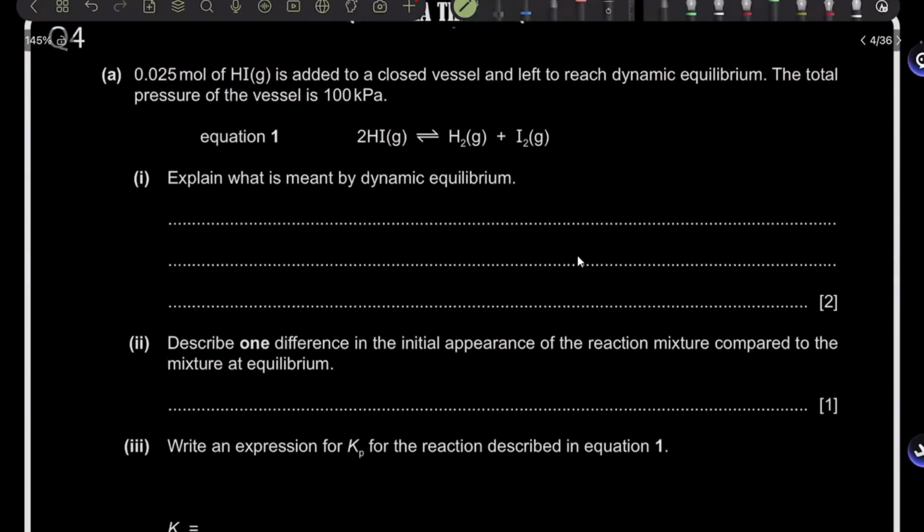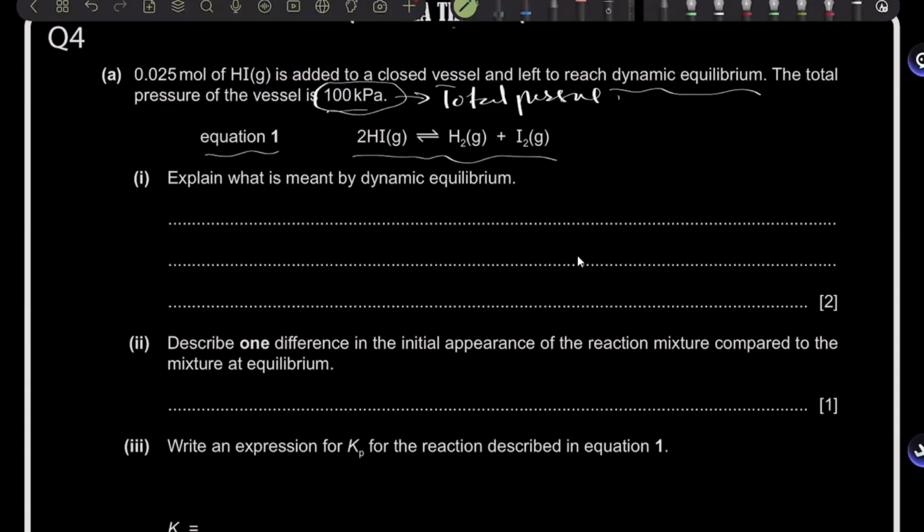All right. So question number 4 says 0.025 moles of HI is added to a closed vessel and left to reach dynamic equilibrium. The total pressure of the vessel is this. So we have the total pressure. Equation 1 represents the reaction. Explain what is meant by dynamic equilibrium. We've already done the definition. It is when in a reversible reaction, the rate of forward reaction and backward reaction becomes equal, and the concentration of reactants do not change anymore.